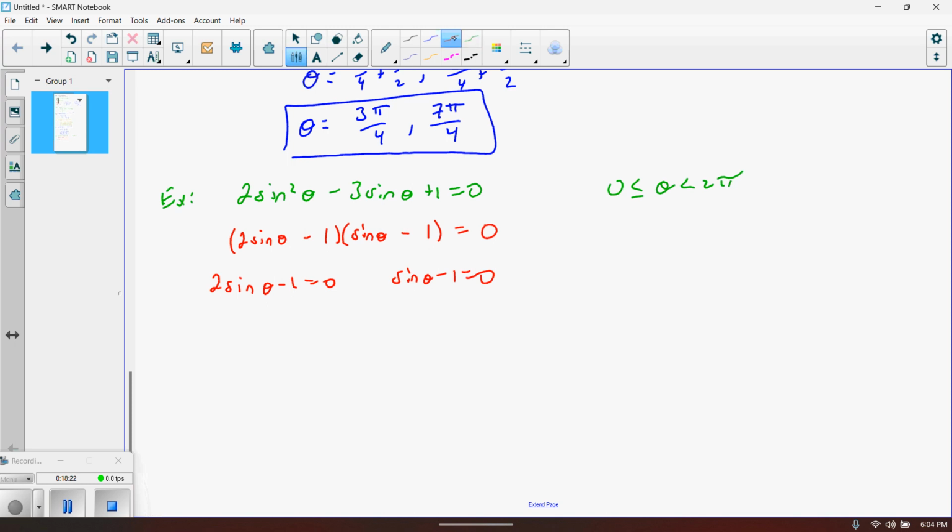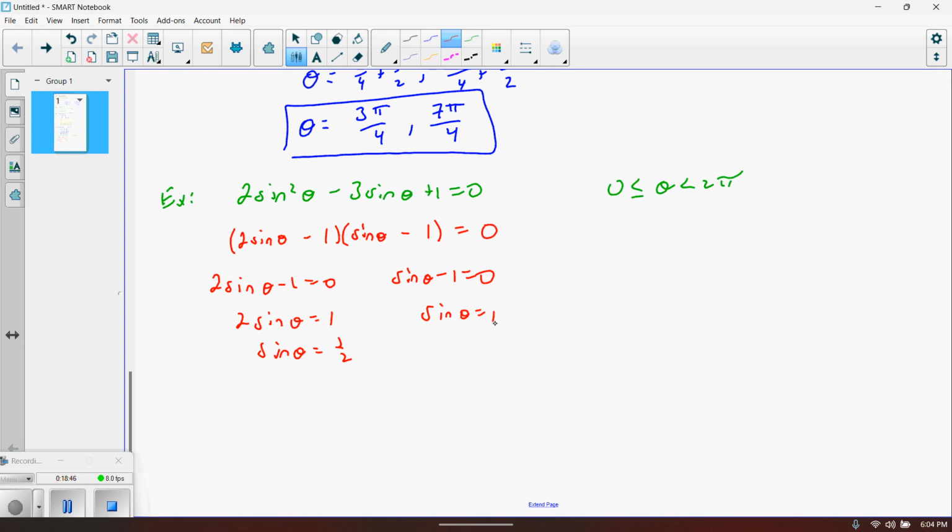So on the first one here, we'll add 1 to both sides, and then we're going to divide by 2. So we have the sine of theta has to equal 1/2. And on the right side equation, we're just going to add 1 to both sides, so we have that sine of theta equals 1. So now we solve each one of them individually.